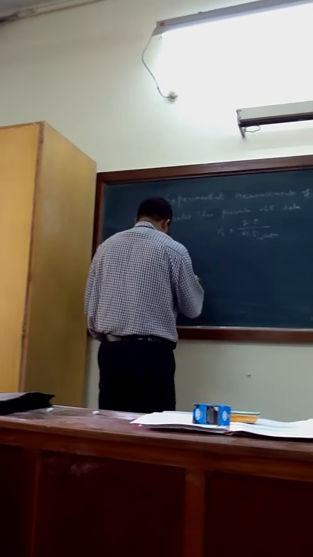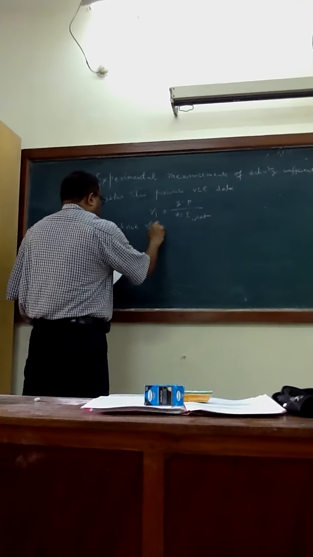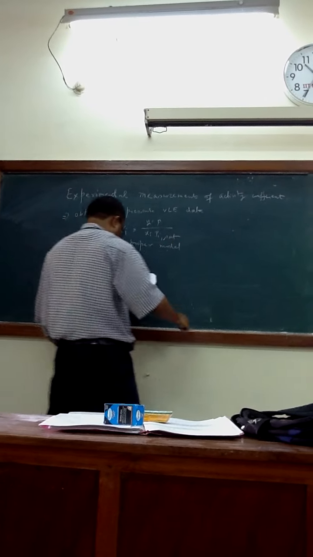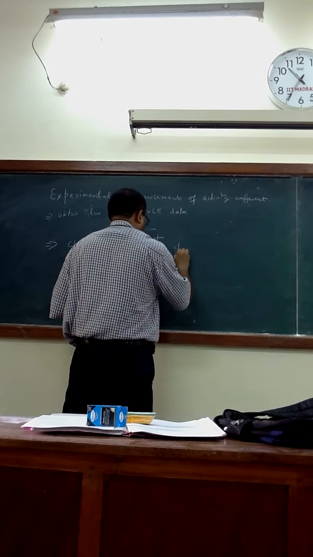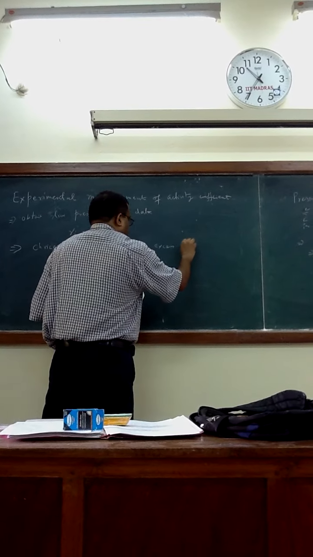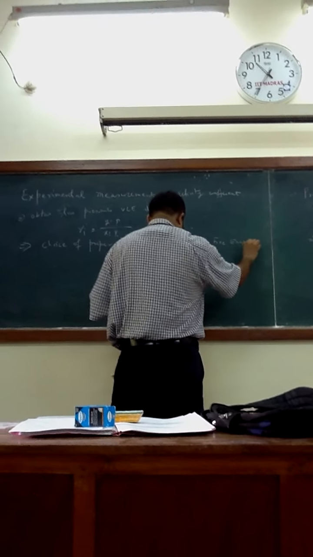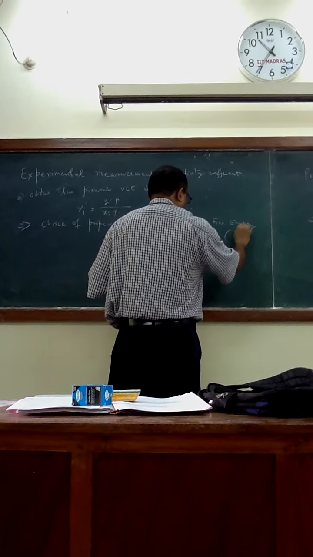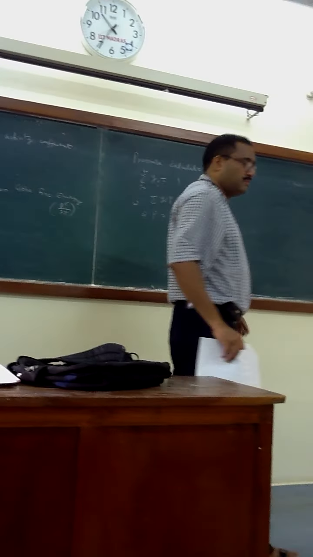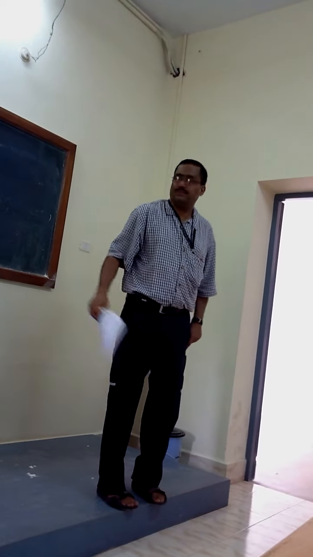I will just discuss a problem. Choice of proper model of excess Gibbs energy. That is small g^E by RT. That is very important, the choice of proper model, because your experimental activity coefficient would be directly telling about your model.